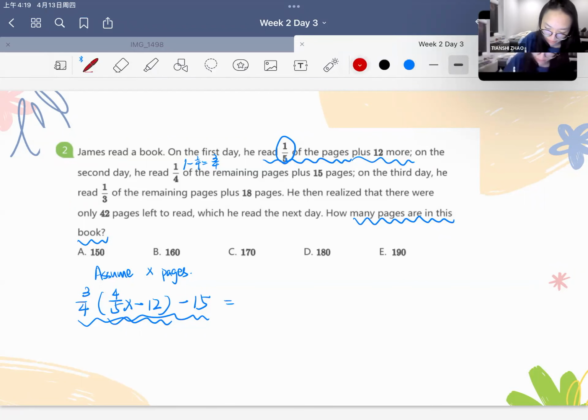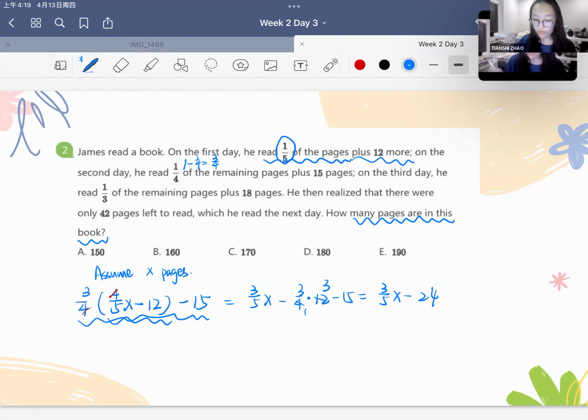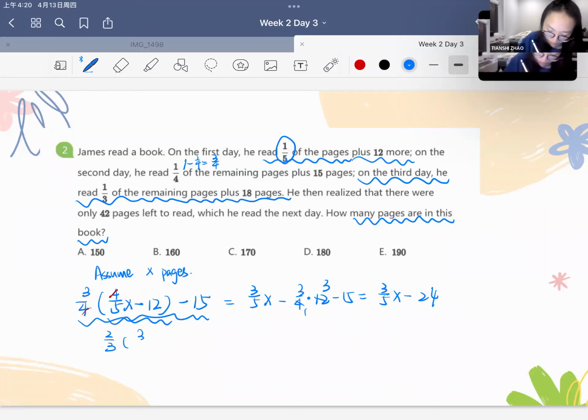After the second day, 4 and 4 cancel out each other, and it will be 3/5x. Then we need to use the distributive law of multiplication to do the calculation. So after the second day, there are 3/5x minus 24 pages left. And let's see how many pages he read on the third day. He read 1/3 of the remaining pages plus 18 pages, which means that there are 2/3 of the remaining pages minus 18 pages left, right?